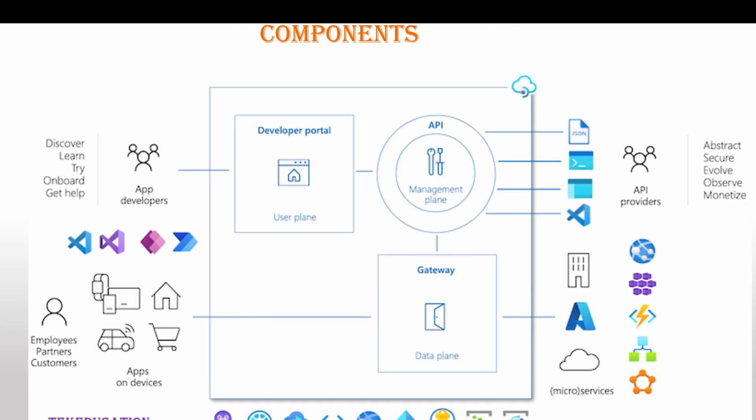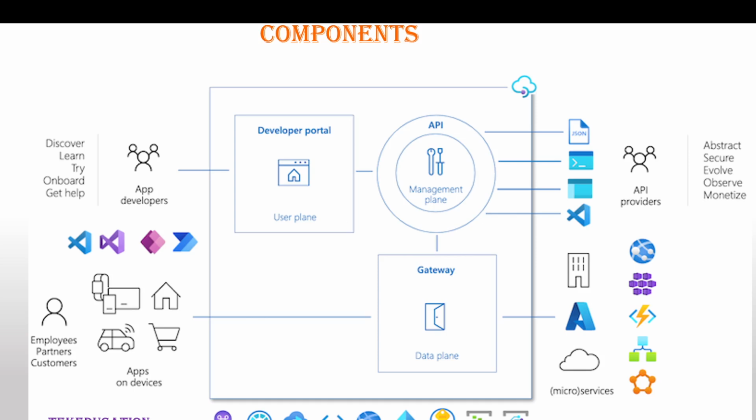There are three main components in APIM. The first one is the management plane. This is the plane we use to configure our applications or services in APIM. The second one is the gateway, which you call the data plane. The vendors or the clients will invoke the services via the gateway. And the final component is the developer portal, which you call the user plane.